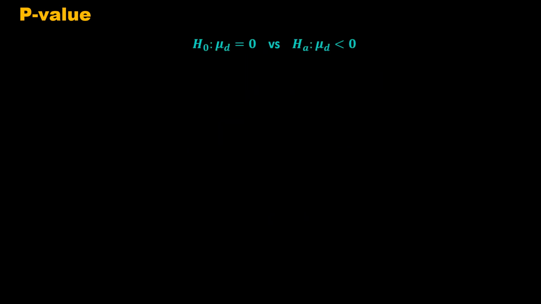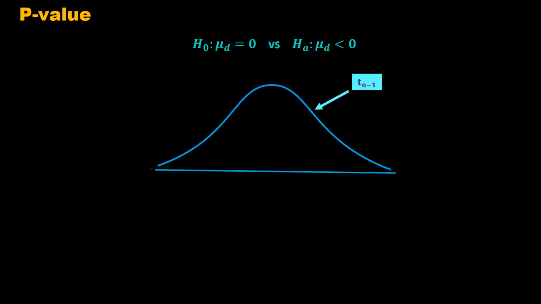Then the left tail test. We know it is left tail because of mu d less than 0. Again we consider the t curve with n minus 1 degrees of freedom, and now we consider the area under the curve to the left of t naught. So we can write the p-value is probability t less than or equal to t naught.